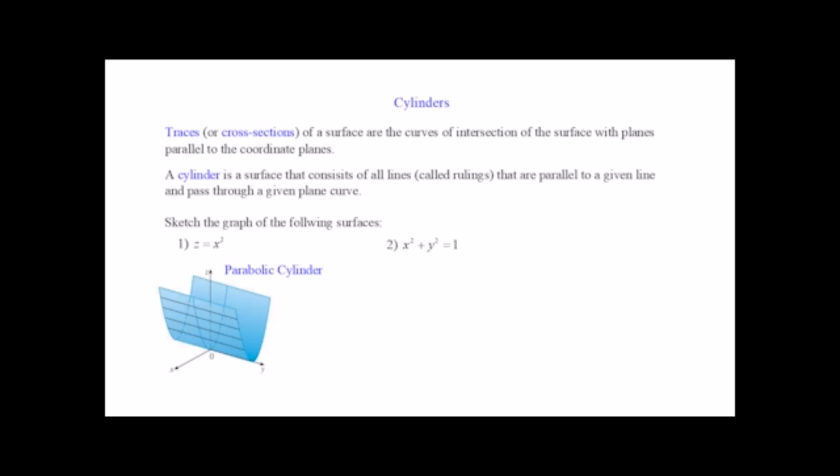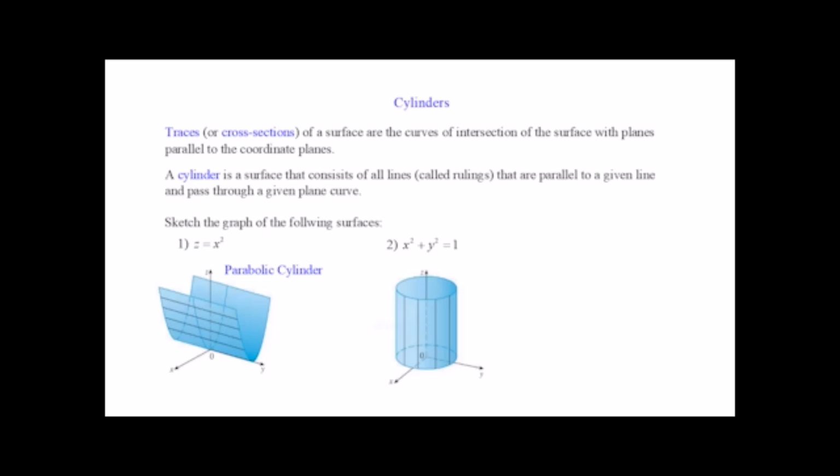Now let's look at equation 2, x squared plus y squared equal to 1. When first looking at this equation, we think a circle with radius 1 centered at the origin. Although this is true in the two-dimensional case, it is certainly a different beast altogether in 3 dimensions. Since z is missing, we sketch a circle of radius 1 for all z values. So we have infinite circles sketched up and down the z-axis.